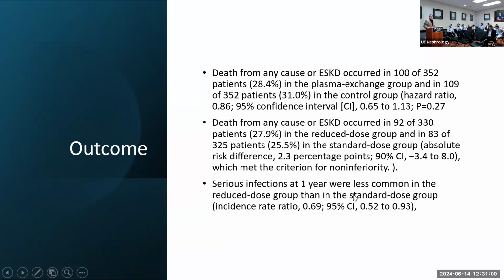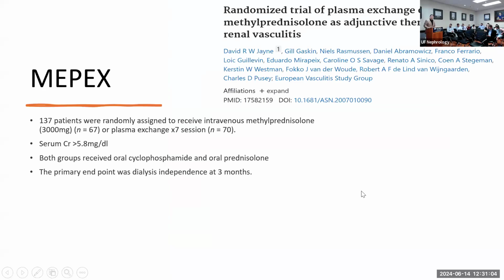And then less infection is in reduced dose. Then another randomized trial to see if plasmapheresis has any effect on death. About 137 patients were assigned to receive intravenous methylprednisolone and plasma exchange, or plasma exchange for more than 7 sessions.